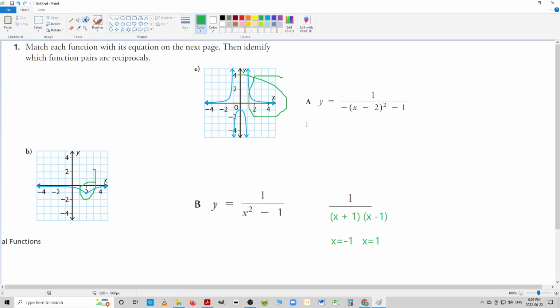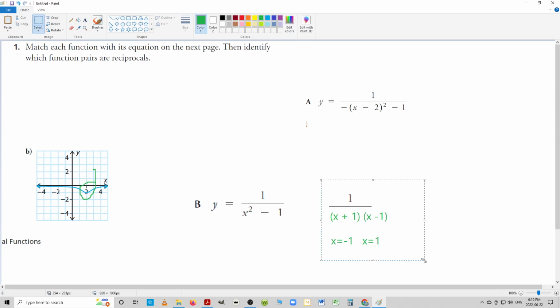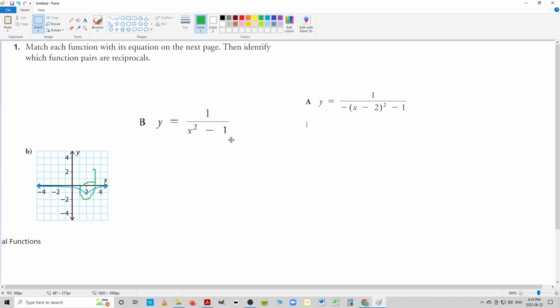And if I look carefully here, I can see that x is equal to 1 is this vertical asymptote, and x is equal to minus 1 is this vertical asymptote right there. And right away, by process of elimination, I know that the last one will match that. So this B went with that graph, whatever it was.